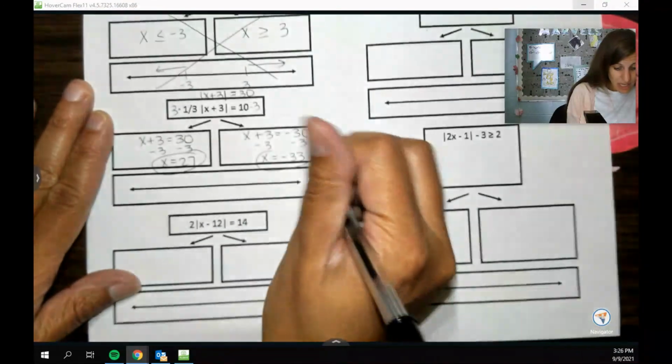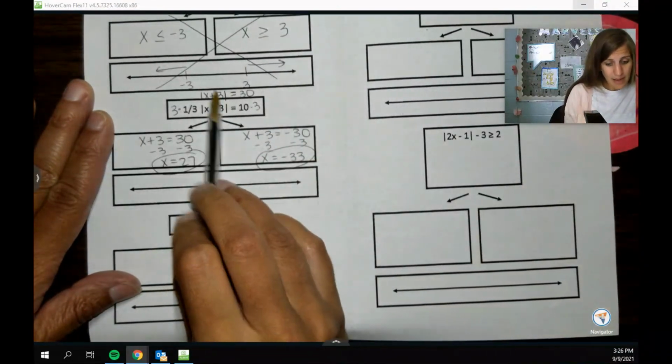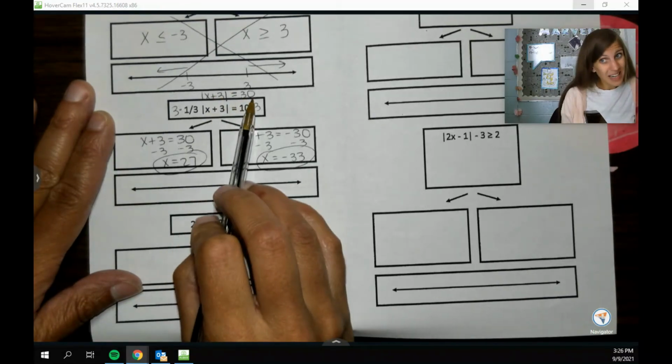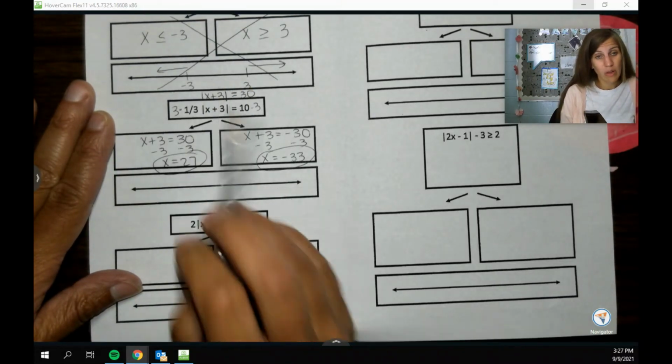And these are definitely answers that I can go back in and check, but I know that they are because the absolute value is equal to a positive number, and that's fine. If this was equal to negative 30, then that would also have been no solution like the last one.